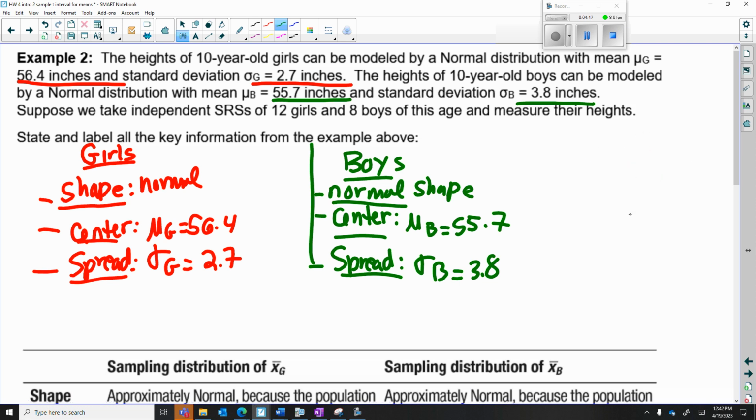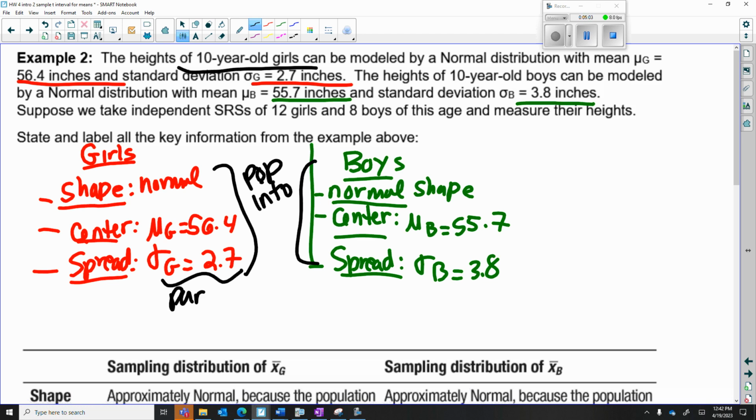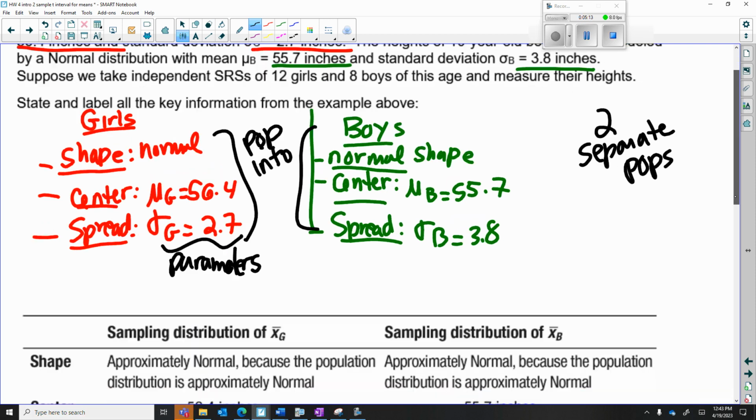It looks like we're talking about the population of all 10-year-old girls and the population of all boys. And they're giving us the population information. So the shape, the center, and the spread are represented here for both. So these are called parameters because they're talking about the population, okay? So keep in mind we have two separate groups, two separate populations that we hope are independent of each other.